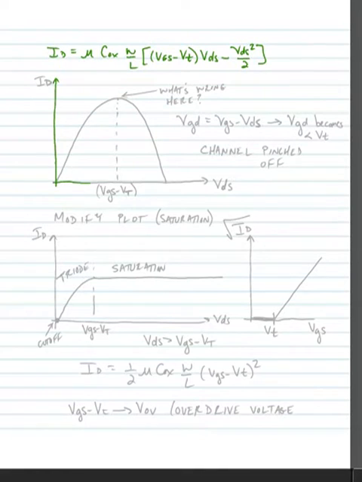equation, ID, our drain current, versus VDS for a fixed VGS number, we would see something like this. Where this would peak for a value of VDS that was equal to VGS minus VT. But we know that the curve for a transistor doesn't look like this, so what's wrong here?